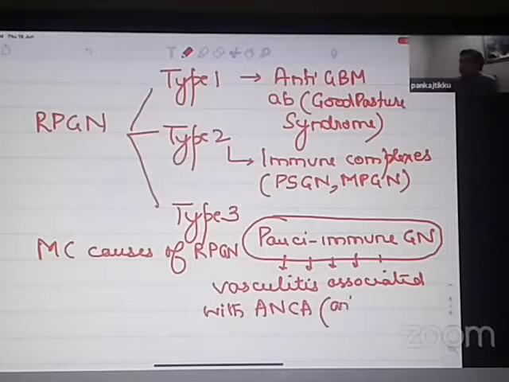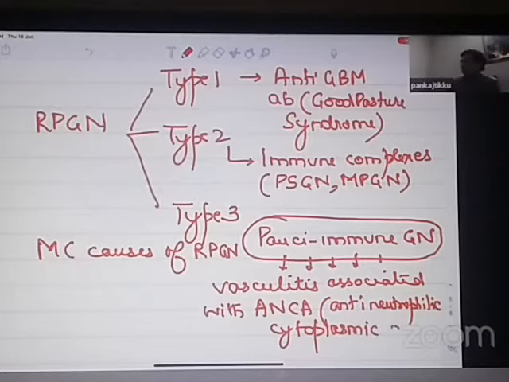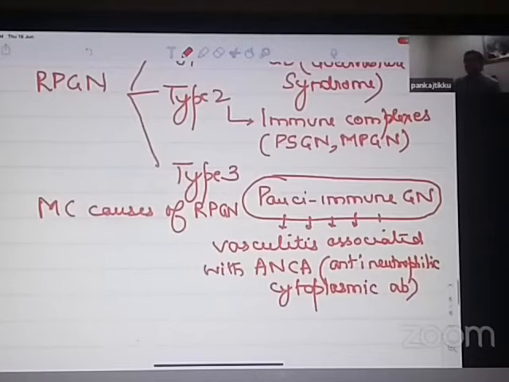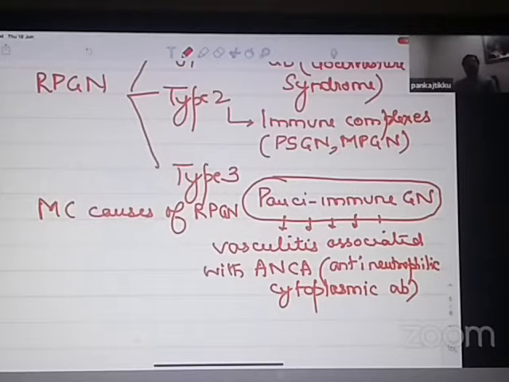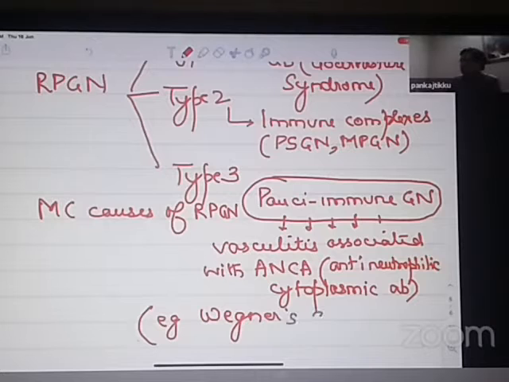What is the full form? Anti-neutrophilic cytoplasmic antibodies. So these types of glomerulonephritis, which usually occur secondary to vasculitis, are known as pauci-immune glomerulonephritis. I can give you an example. Examples of these are Wegener's granulomatosis. You must have heard of this name, Wegener's granulomatosis. It's a type of vasculitis, or even Churg-Strauss syndrome.